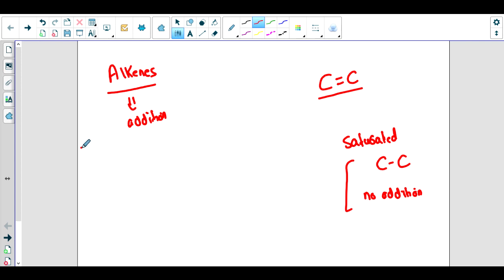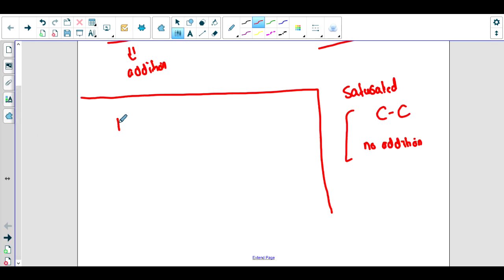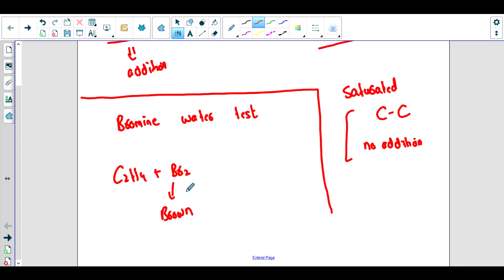Now, there is a very famous test for alkenes. This test is called the bromine water test. This test is used to check the presence of a double bond. In this test, you take a sample of alkene and you react it with bromine. Bromine in aqueous form is brown in color.